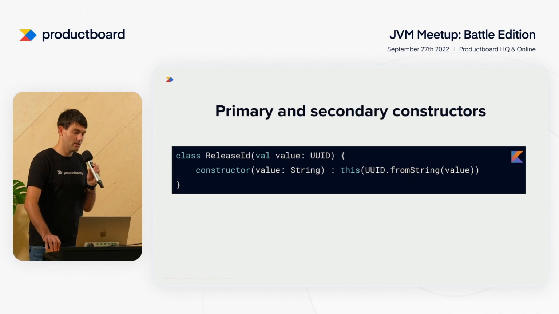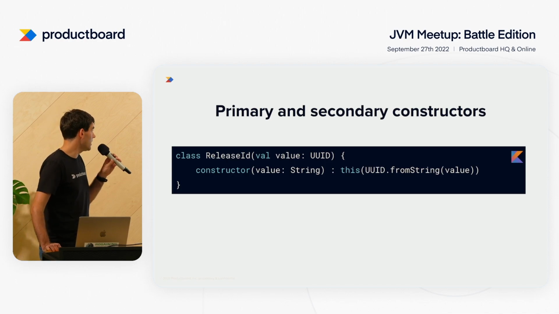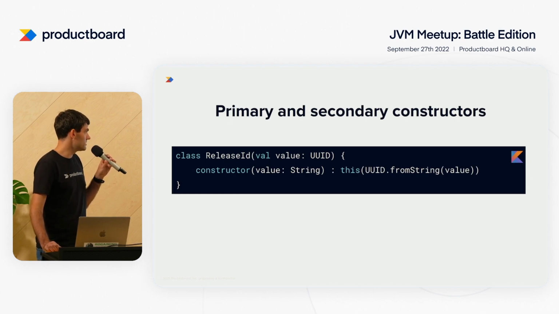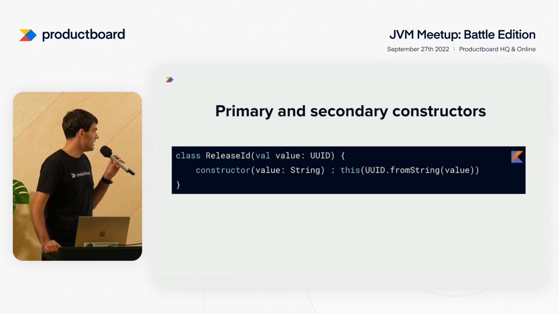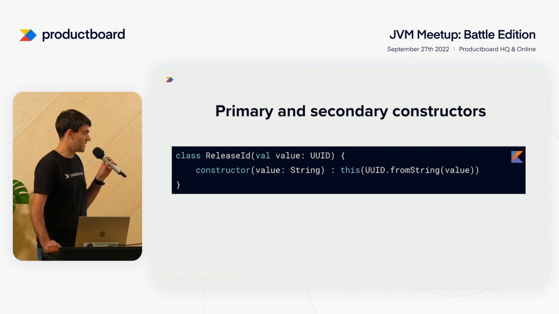A useful construct in Kotlin is primary and secondary constructors. So you can define a primary constructor, and in case you have some secondary constructor, it must call the primary constructor.